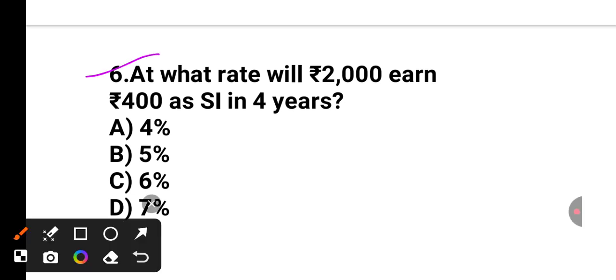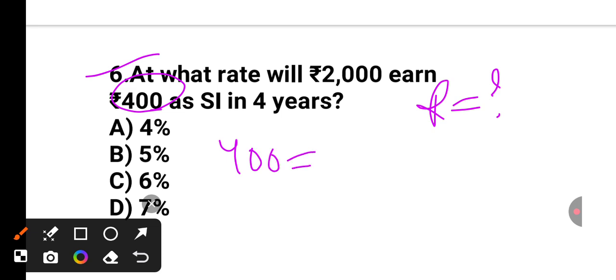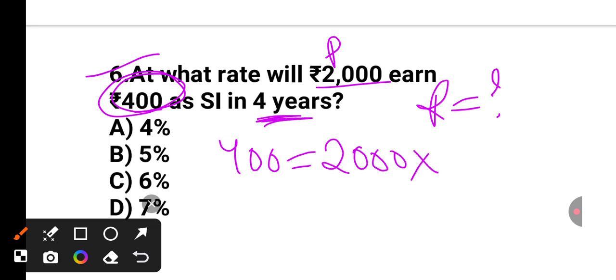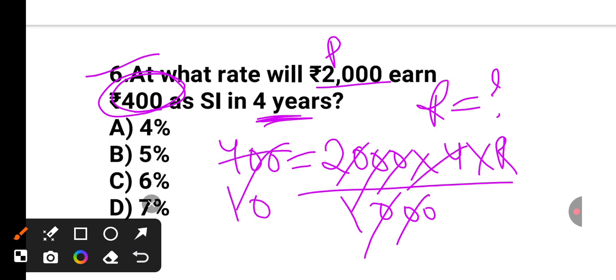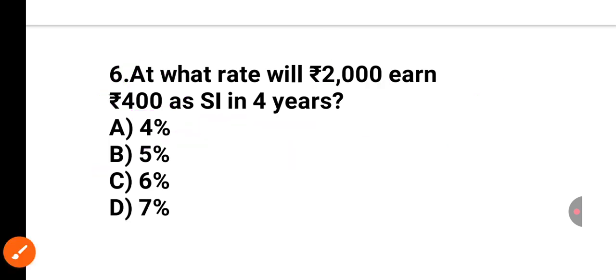Next, at what rate, means rate of interest is equal to question mark. Again, the simple interest is 400, the principal is 2000, and the time is 4 years. See, this is 10. 2 into 5 means 5%. 5% is the rate of interest.